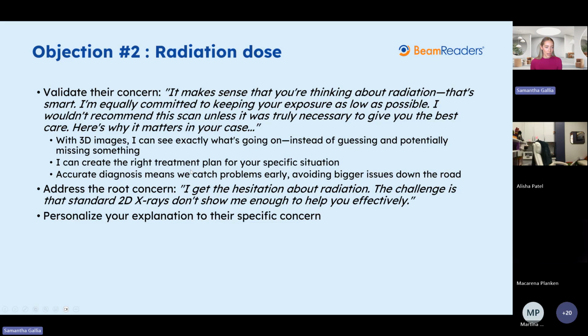And then always addressing the root concern. So I get the hesitation about radiation. The challenge is that standard 2D x-rays don't show me enough to help you effectively. And once again, it comes down to this: it doesn't take the liability off your hands, so you have to protect yourself and be able to take the images that you need to treat a patient to your standard of care.